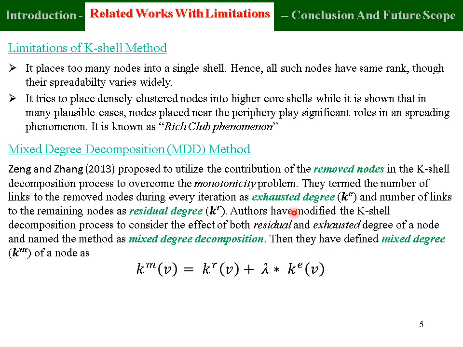One part is the degree from the removed nodes. They called it the exhausted degree, and the other part is the degree from the remaining nodes, the remaining number of links, that is the residual degree. They combine them using a free, tunable parameter lambda, and computed the mixed degree value. That is km: the residual degree of the node plus lambda times the exhausted degree.